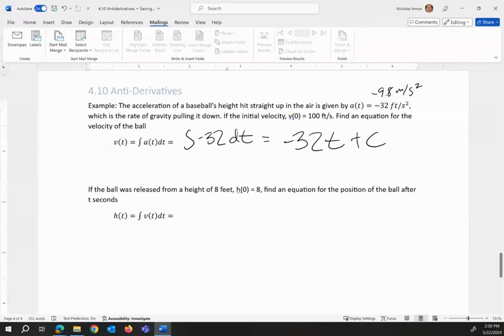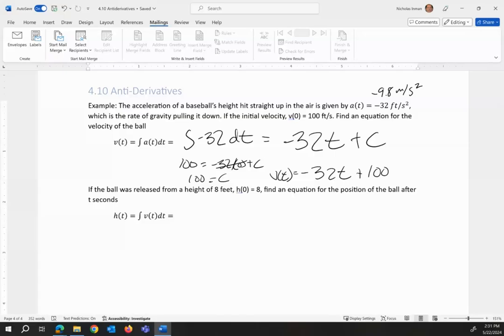But now I know an initial value. It says I had an initial velocity when t is 0. Initial velocity is 100. Well, 32 times 0 is gone, so c is 100. So my velocity is negative 32t plus 100. That is the speed of my baseball.